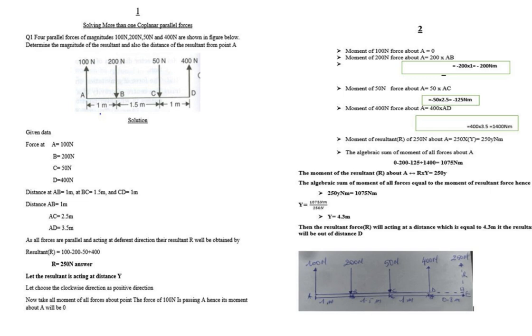Then for finding the distance, we have to equate the moment of forces to the moment of the resultant. Resultant times y distance equals 1075 Newton meter. Then the distance y is equal to 5 meters.